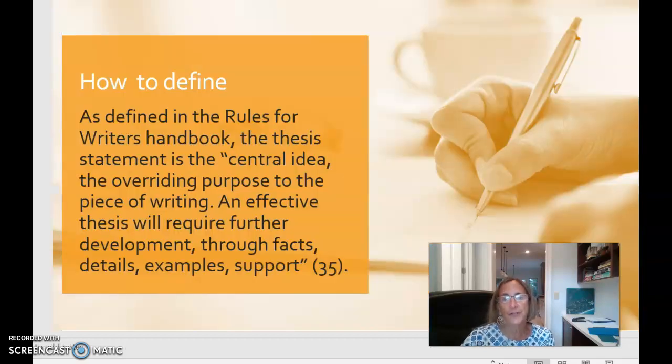The essential definition of what a thesis statement is comes from the Rules for Writers Handbook, and they say that the thesis statement is the central idea, the overriding purpose of the piece of writing. An effective thesis statement will require further development through facts, details, examples, and support. And of course, that has to do with the nature of what your body paragraphs will be.